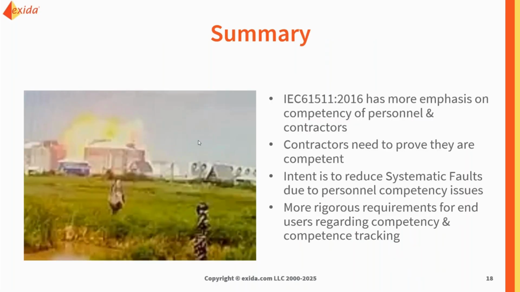So just to summarize all of this, 1511 has put more emphasis on competency of personnel and contractors. So not just the end user personnel, which would be the final end user and the engineering companies. It would also be any other companies that are used to help with doing functional safety. In other words, if you have a one-man band that says they can do facilitation, they have to prove they're competent to do that. The intent, of course, as I mentioned, is to reduce the systematic faults due to personnel competency issues.